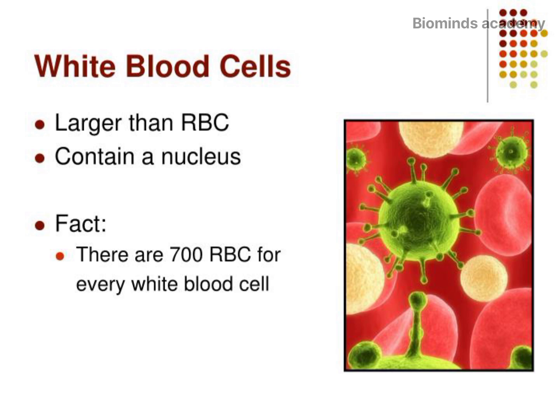White blood cells are larger than RBCs and contain a nucleus, but in RBCs the nucleus is absent. Some facts: there are 700 RBCs for every white blood cell.